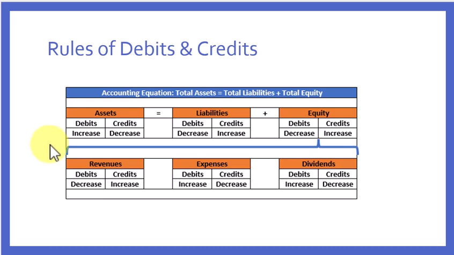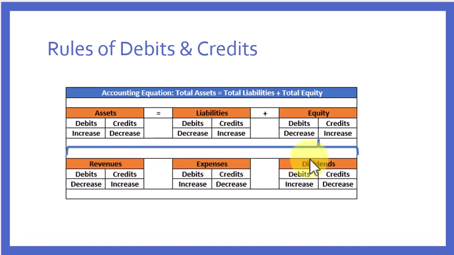So for accounting purposes, all assets are going to behave this way. We are going to debit them to increase them. We're going to credit to decrease them. And again, liabilities and equity are going to be exactly the opposite, okay? They are going to increase with credits and decrease with debits, all right? Now we're going to move down here to this second row.